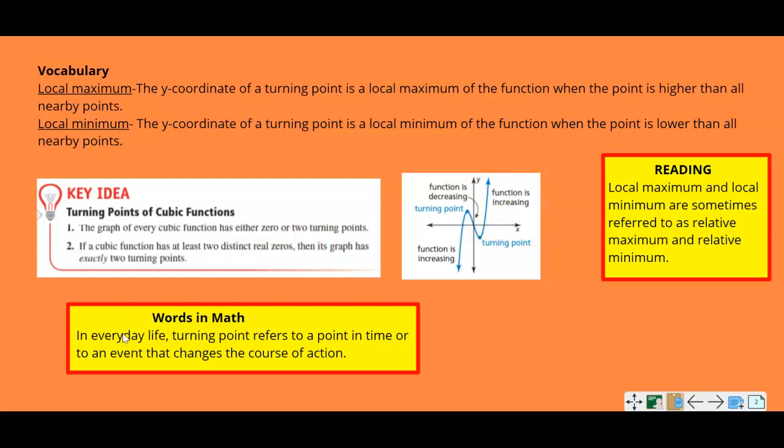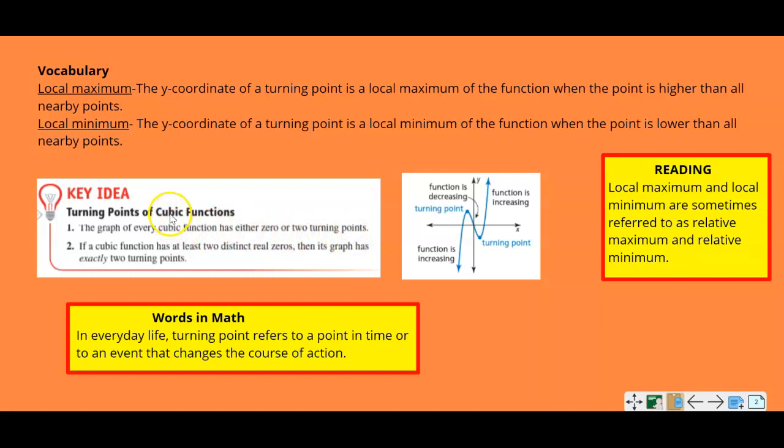All right, words in everyday math. In everyday life, turning points refers to a point in time or to an event that changes the course of action. So it's the same thing when we're talking about graphing. All right, your key ideas. The graph of every cubic function has either 0 or 2 turning points.